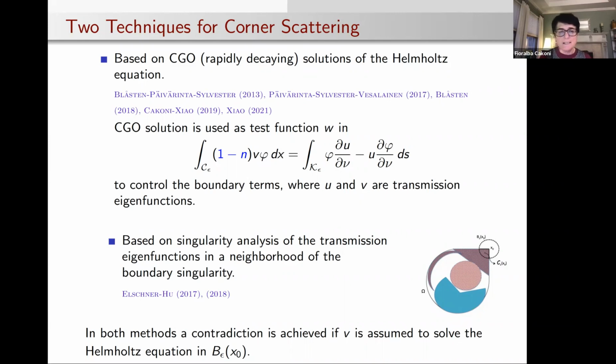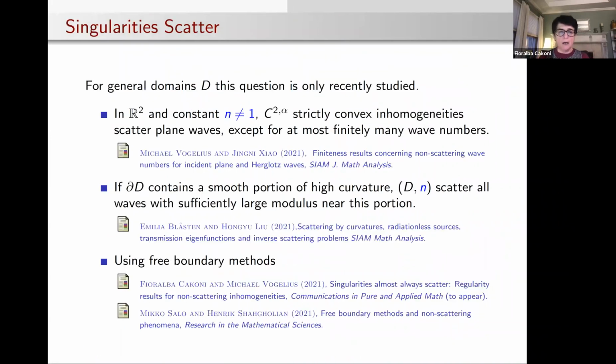Okay, another approach is simply doing the singularity analysis of the transmission eigenfunctions using regularity theory of PDEs, but it's not trivial because the transmission eigenvalue problem is not a standard elliptic problem. So these are the two approaches for the corners, which couldn't be extended to more regular domains. So for some years, this question was stagnating for regular boundaries. Some resolution of these questions has been achieved only this year.